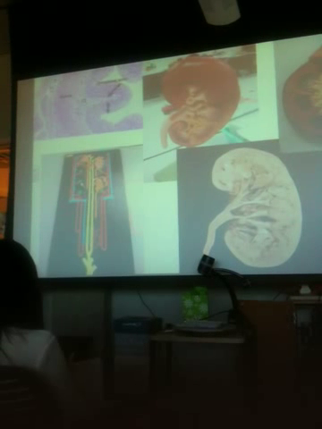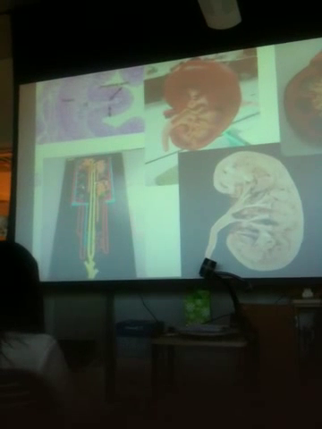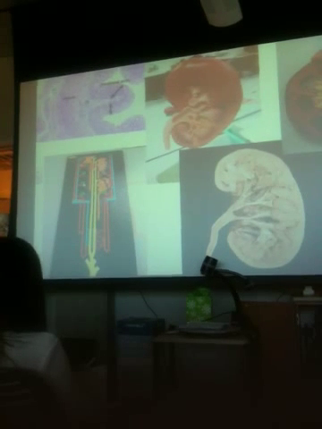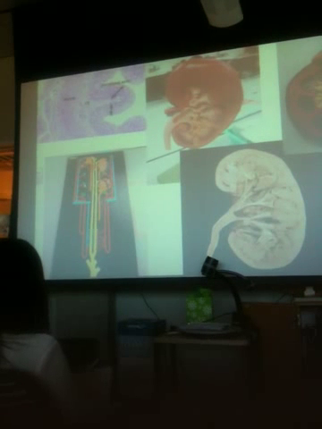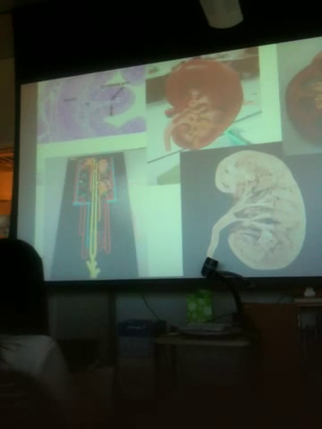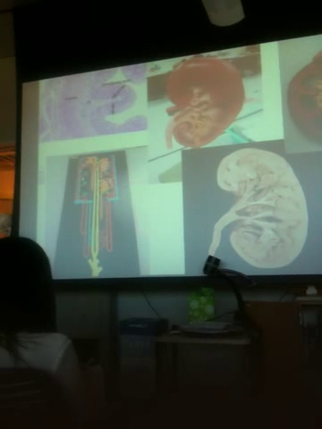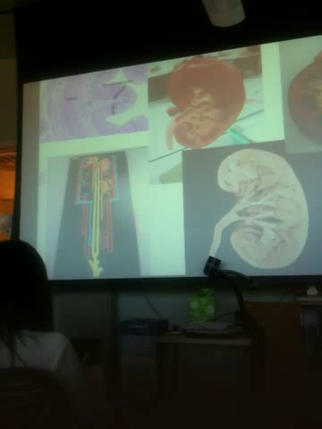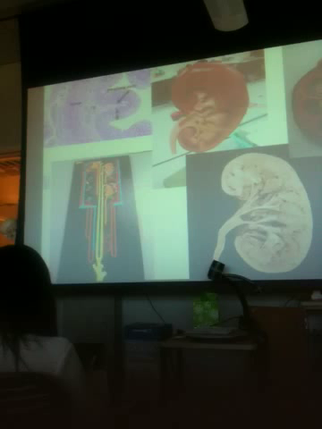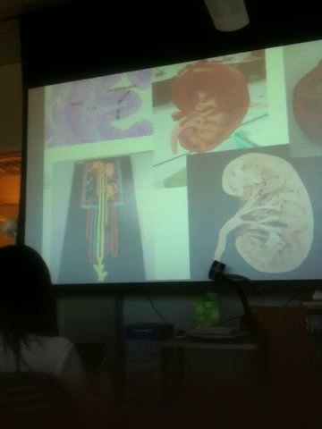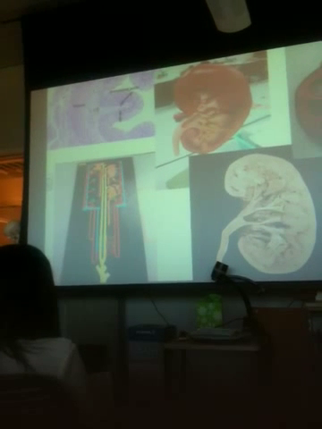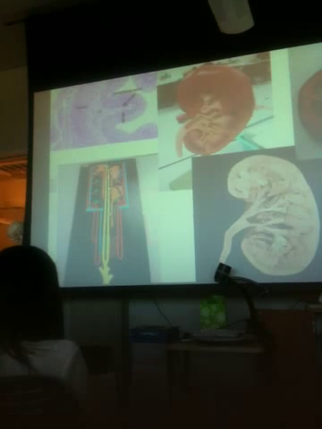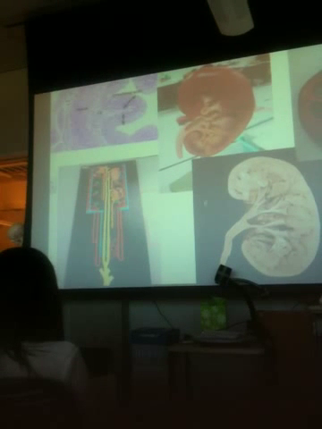Okay, so you can see in green, what are the green structures? The Bowman's capsules, right. And then these blood vessels right here, what are they? Afferent? Arterioles. They're not arteries, they're arterioles. And then in yellow, what do you got? Collecting ducts.